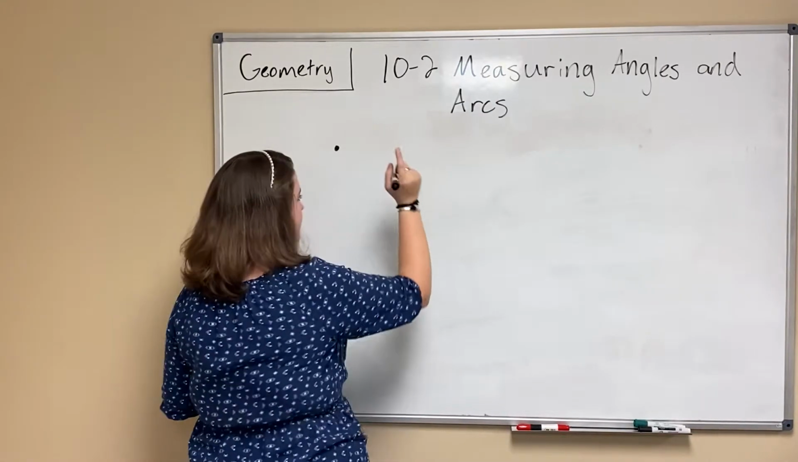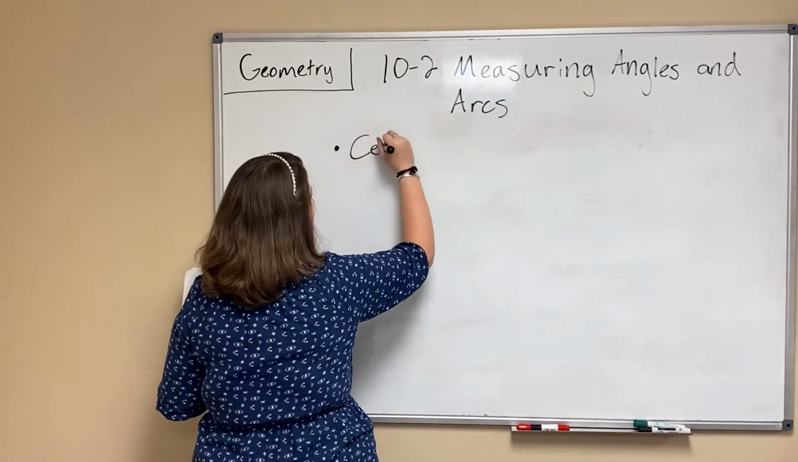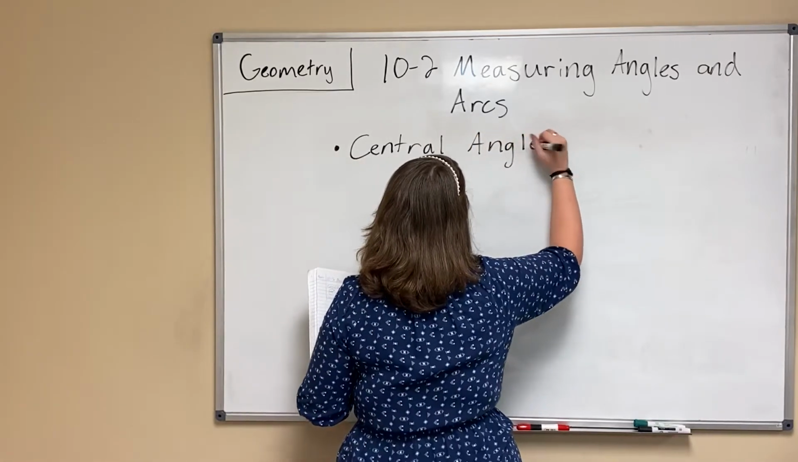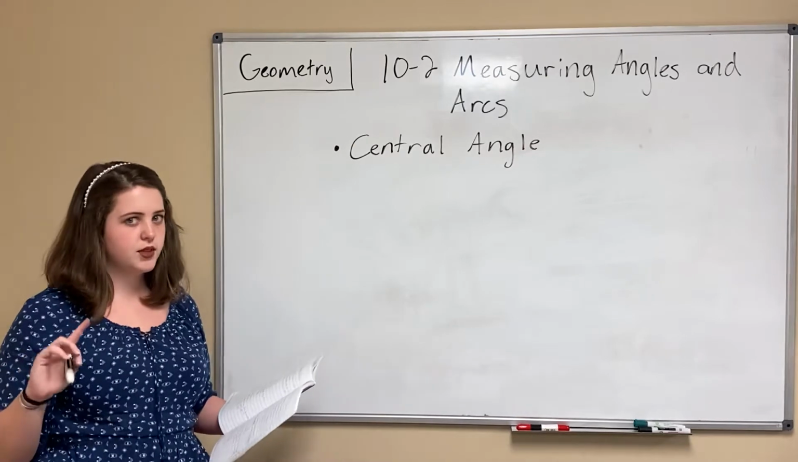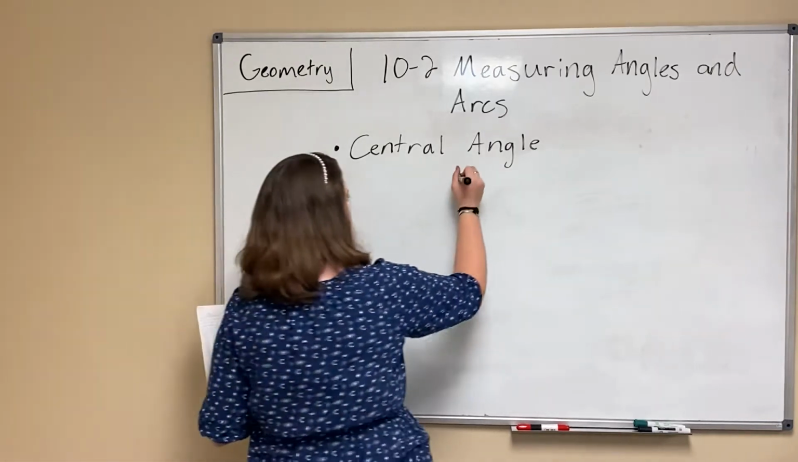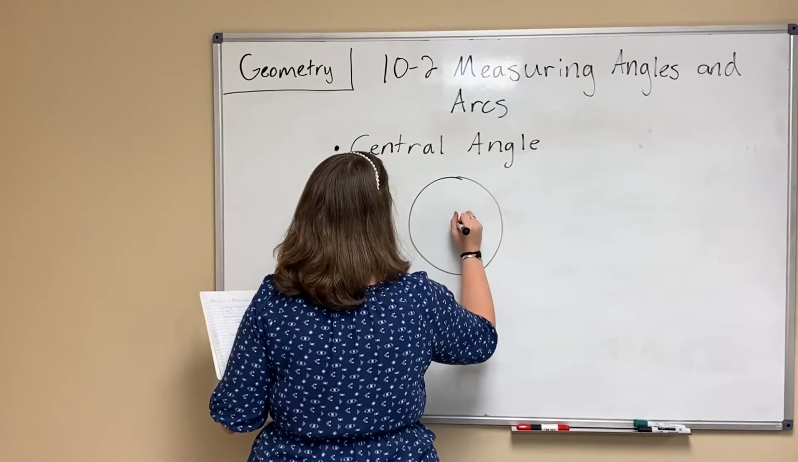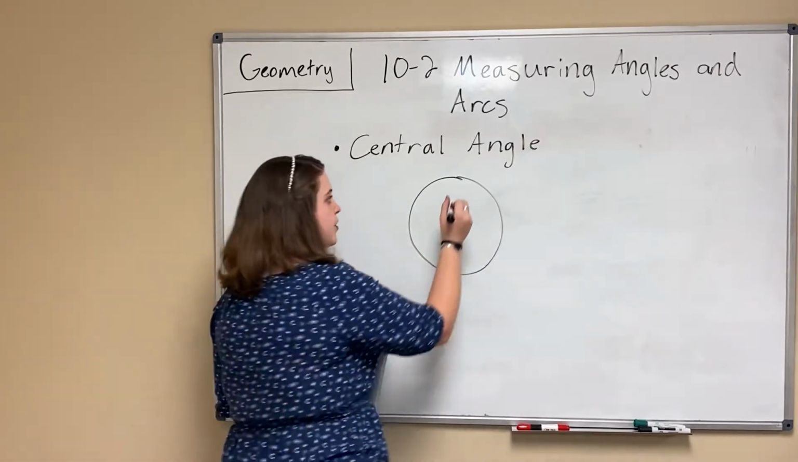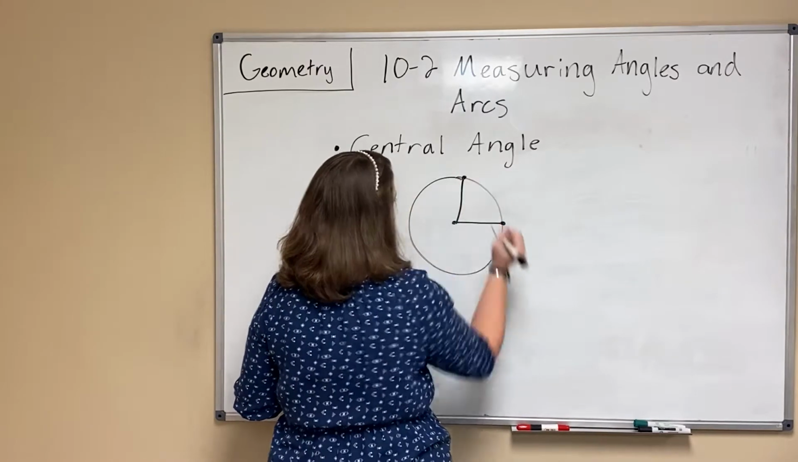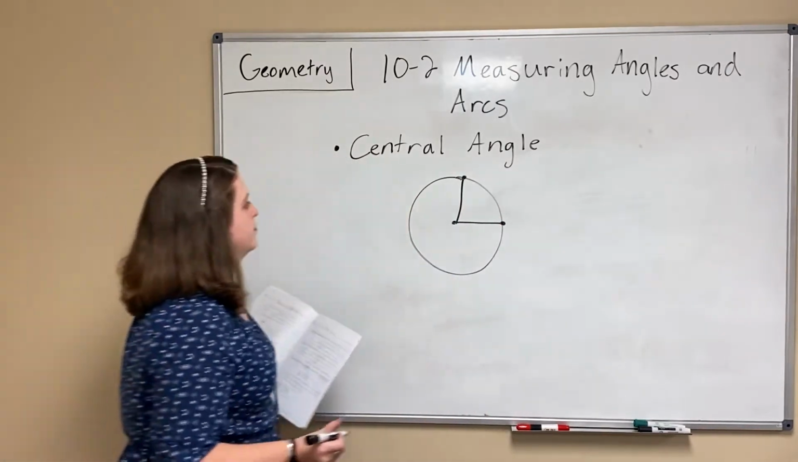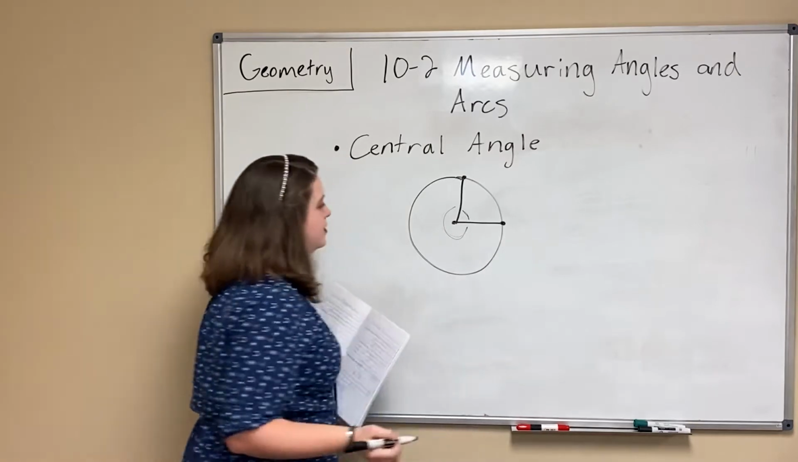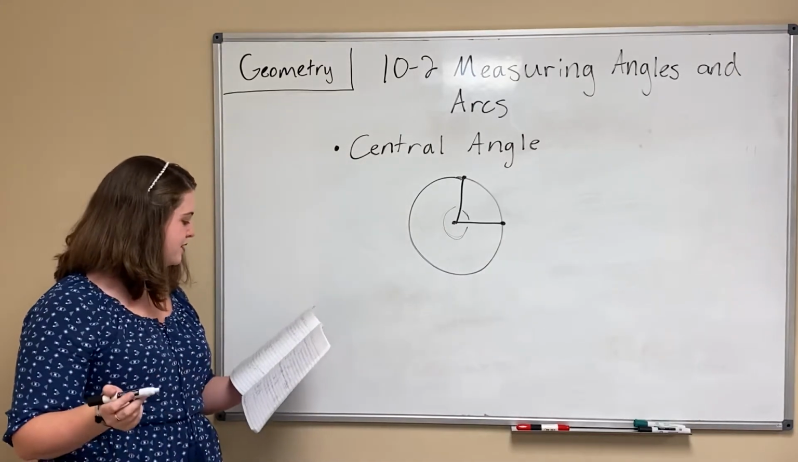The first kind of angle we're going to talk about with circles is something called a central angle. Now a central angle is what it sounds like. It's an angle whose vertex is the center of a circle. So if I have a circle, here's its center, the central angle's vertex is going to be the center of the circle, and then it's going to have two endpoints here. So this is a central angle, so is this one. That one's just a lot bigger than the other.